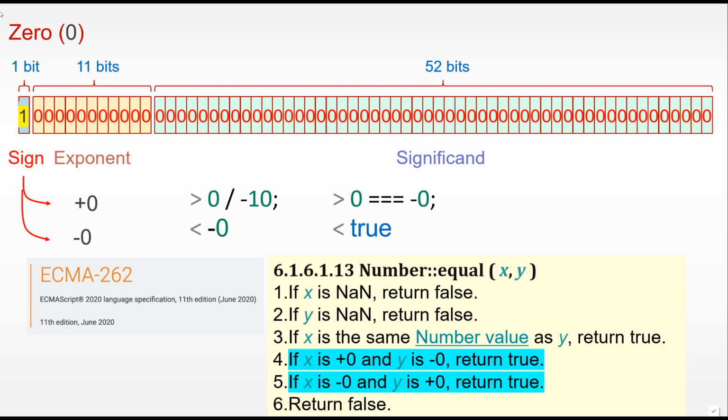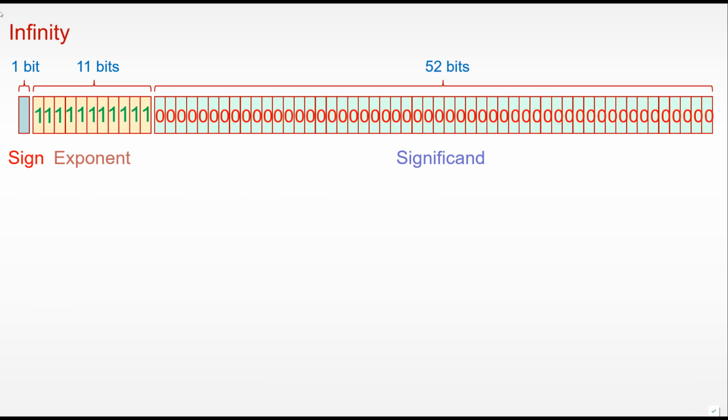If x is negative 0 and y is positive 0, again the comparison should return true. How do we deal with infinity? Well, to define infinity, we would add all ones in the 11 bits of the exponent and all zeros in the 52 bits of the significand. So this is the definition of infinity.